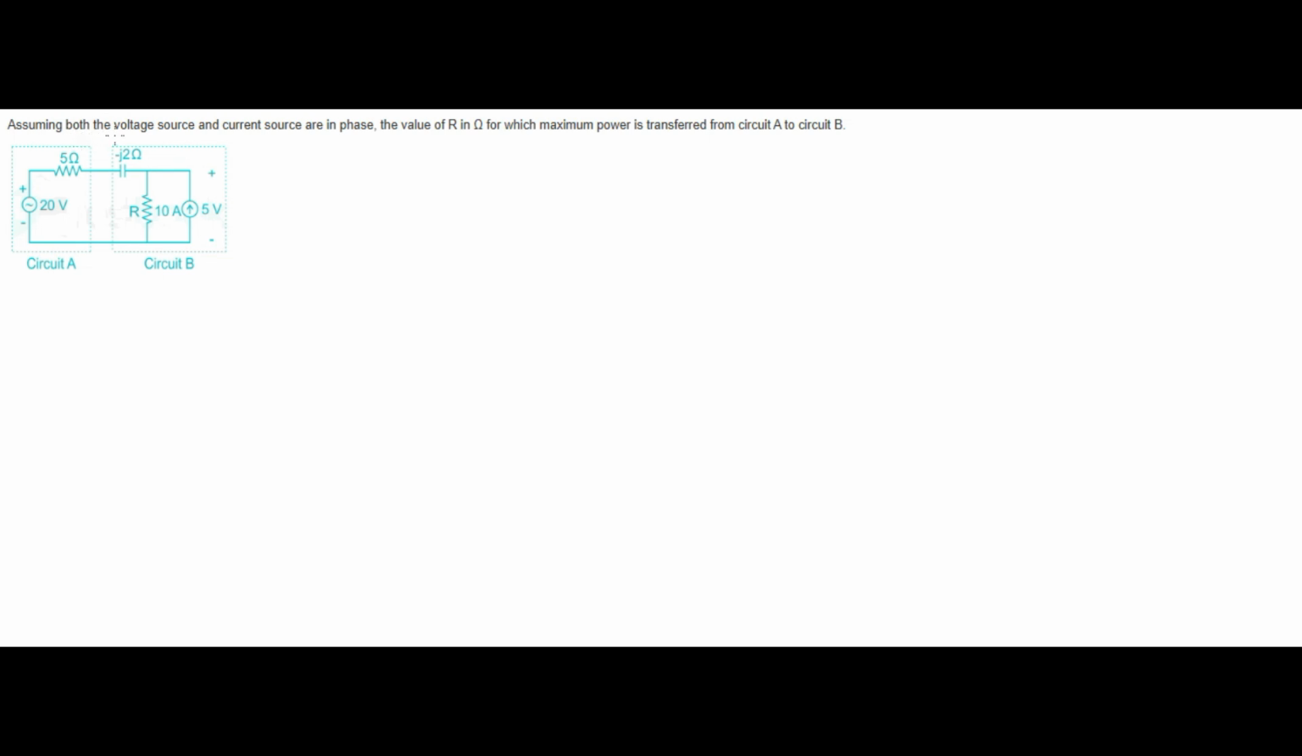Assuming both the voltage source and the current source are in phase. Okay, no problem. They want the value of R for which maximum power is transferred from circuit A to circuit B. Look at this R, this is what they are asking.